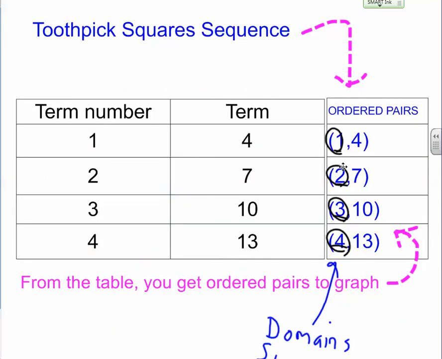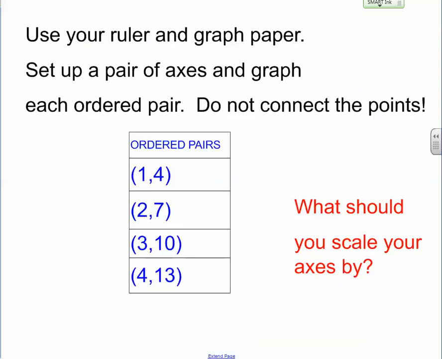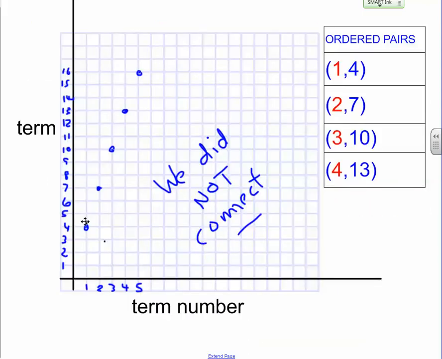And last week, these were the domains, 1, 2, 3, 4, again, positive integers. We graphed those as ordered pairs, and we did not connect the dots because it doesn't make sense to connect. There's no such thing as a 0th term, so we would not connect this to 0. And there's no such thing as a 1.5 term, so there's no ordered pair 1.5, 5.5, so we don't connect the points. These are only the points that belong in that scatter plot.